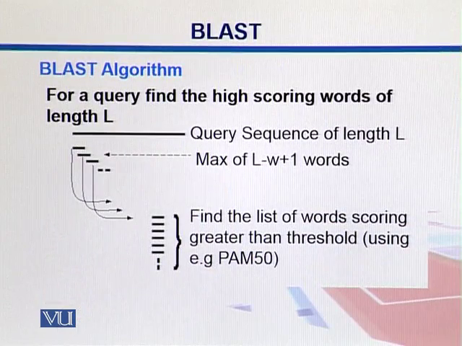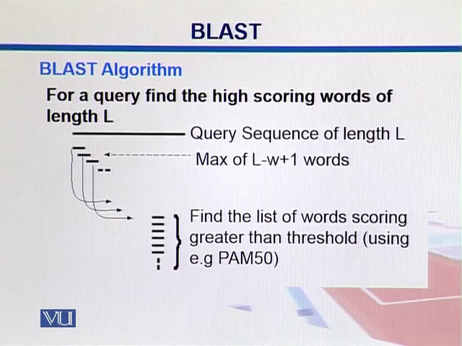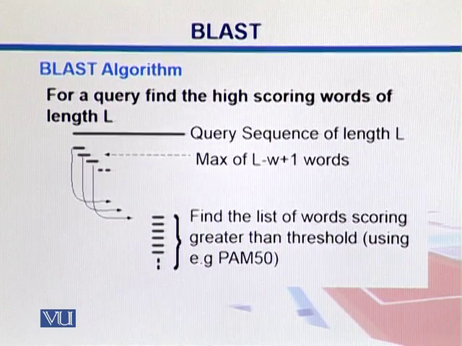We start with a query sequence of length L, and then how many words can we have? It can be L minus W plus 1, and for that we try to get the ones which give the maximum score, so we retain them, and then we find the list of words scoring greater than some threshold. Longer is good, so if words are longer and they are scoring better, then it's good, but that will increase our search speed. We can use different matrices, we score them, and we pick the ones that are scoring greater than some threshold.